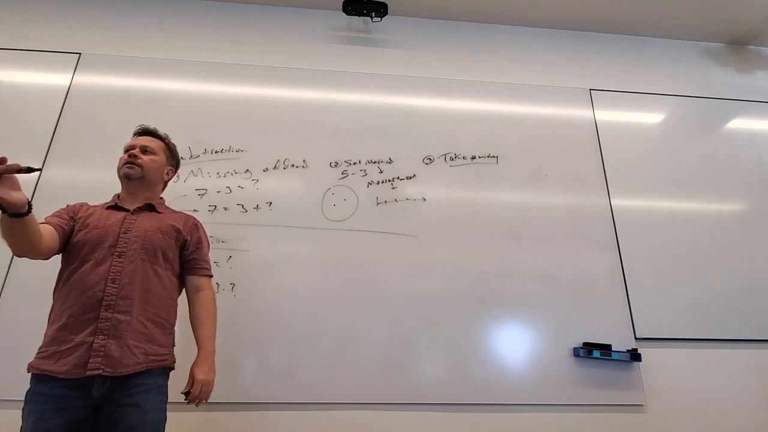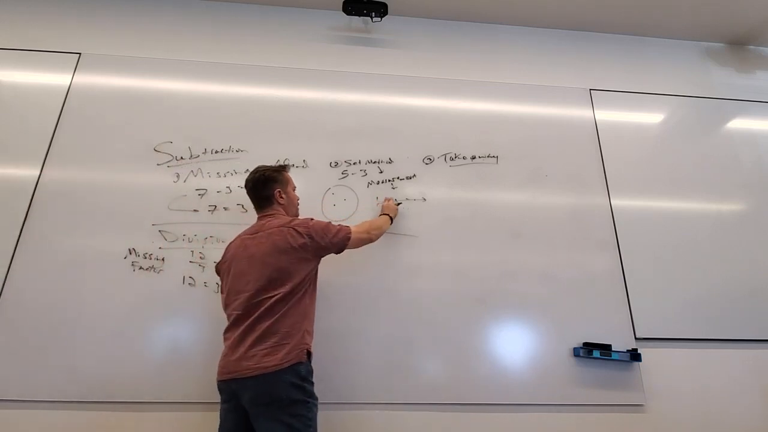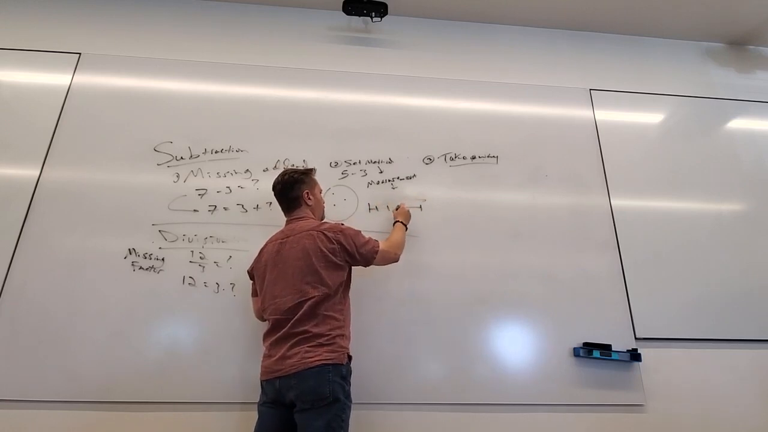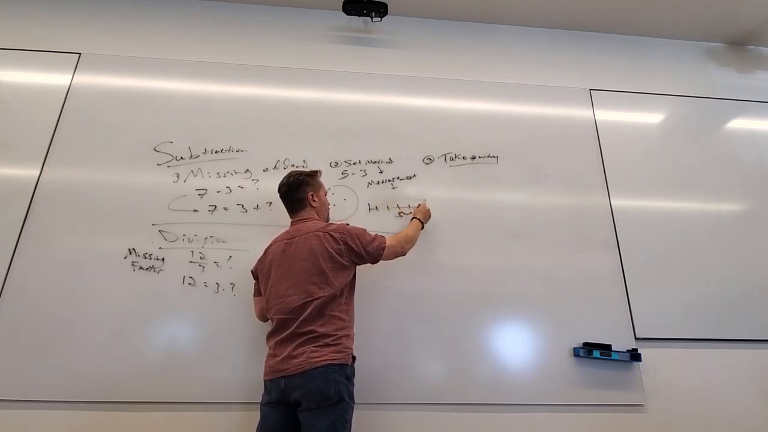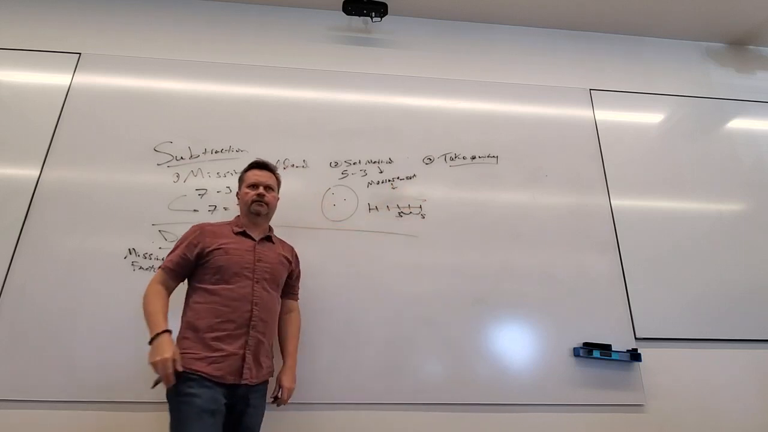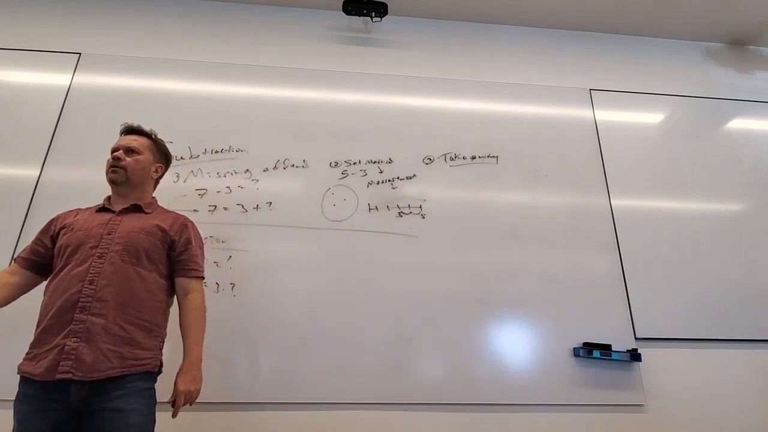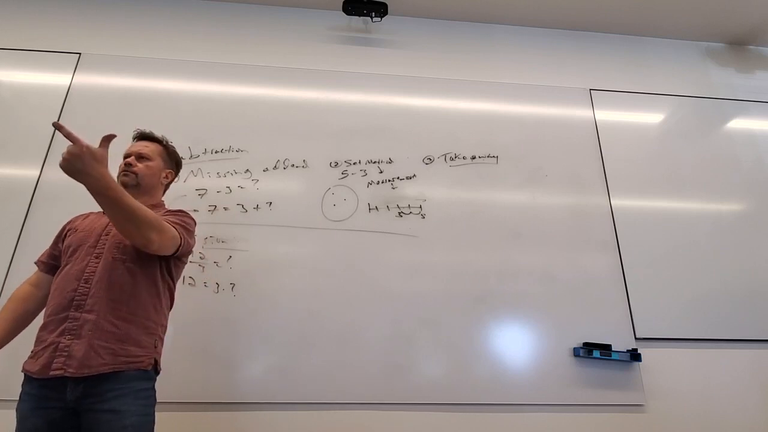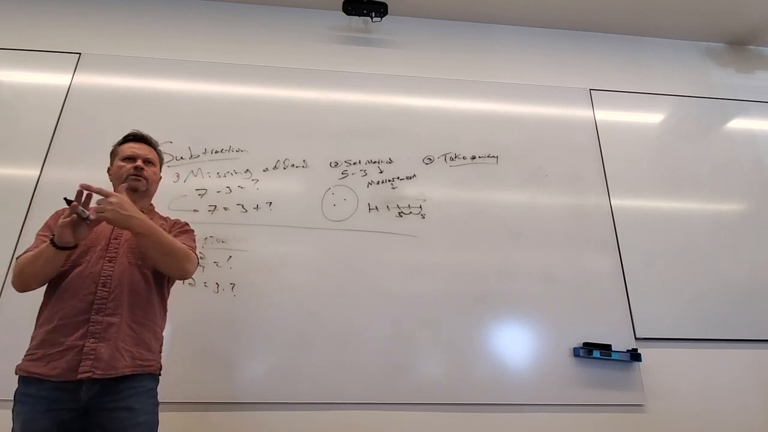So if I want to do missing addend with measurement model for 5 minus 3, I'd say if I go 3, how much further do I have to go to get to 5? And that's 5 minus 3. That's kind of like counting on. 5 minus 3 is 3, 4, 5. 5 minus 3 is 2. Because that's how much more I need.